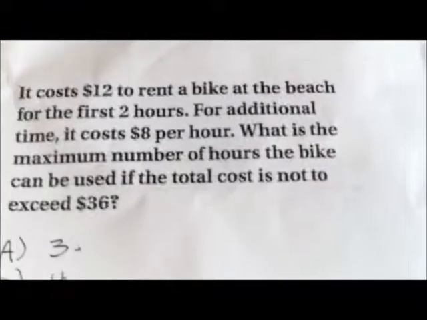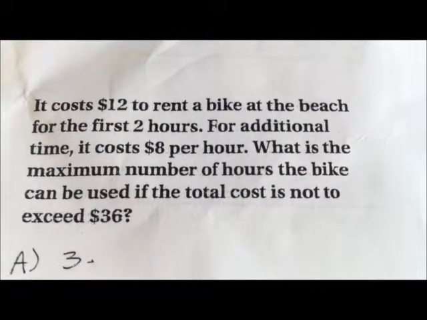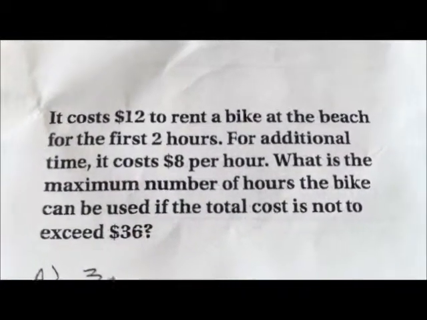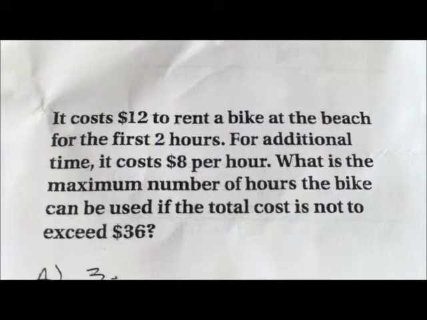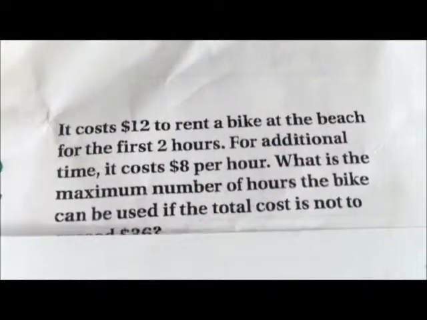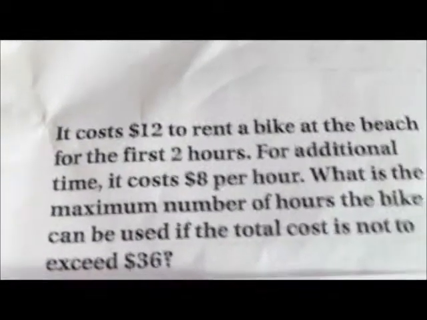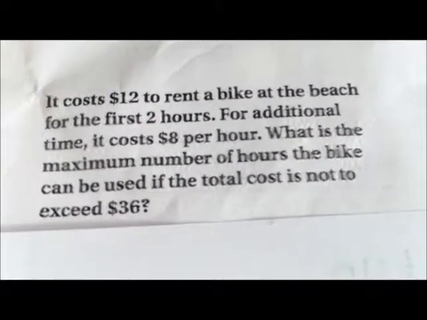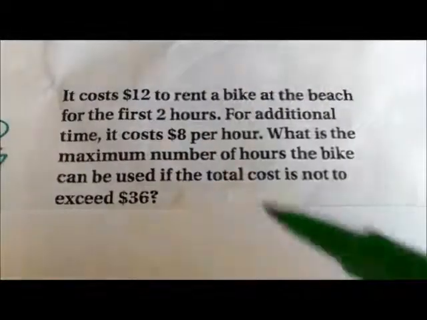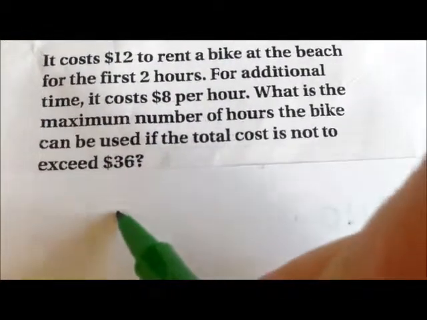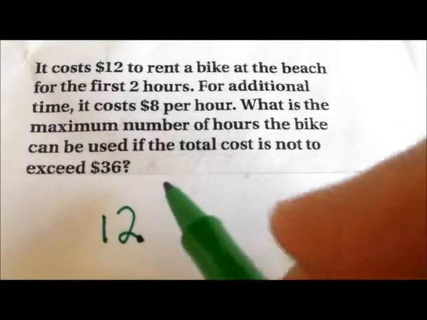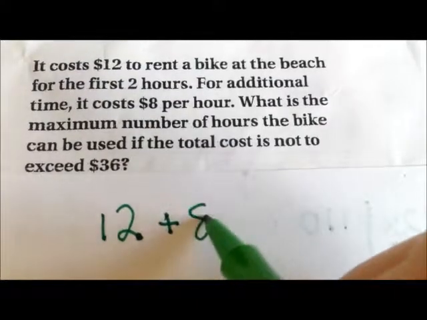Okay. It costs $12 to rent a bike at the beach for the first 2 hours. For additional time, it costs $8 per hour. What is the maximum number of hours the bike can be used if the total cost is not to exceed $36? All right, it costs $12 to rent a bike at the beach for the first 2 hours. That's not $12 an hour. It says $12 for the first 2 hours. So first 2 hours would cost $12, and then for the rest of the time it costs $8 per hour.